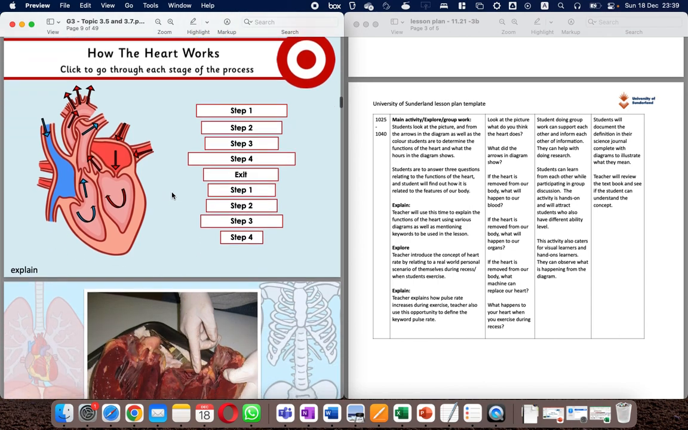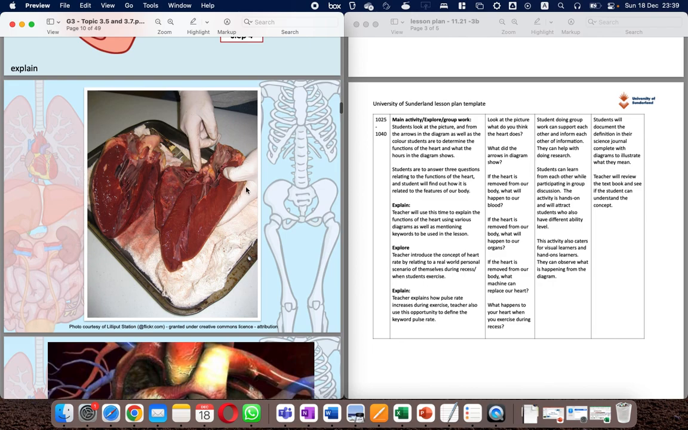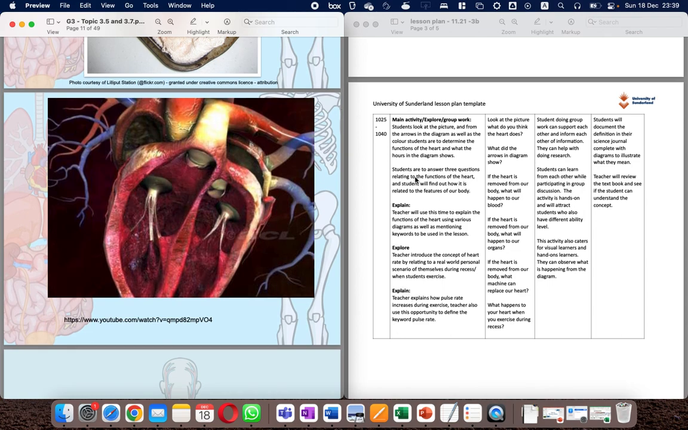This is a nice activity, and we show them a picture of the heart. I think everyone's attention is drawn to it. It's very good at that. And then a short video to explain what it does and how it does it through a very nice animation.